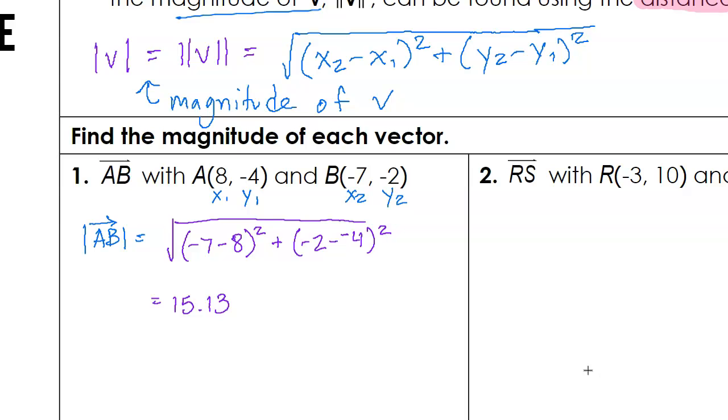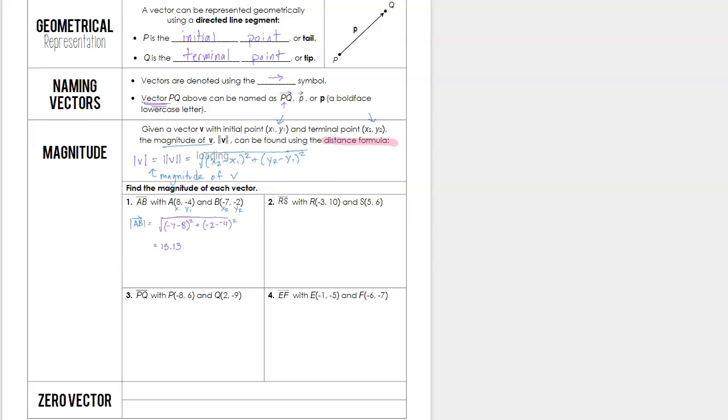Any questions? How do you find the magnitude of a vector given 2 points of a vector? Okay, then we're going to move on.